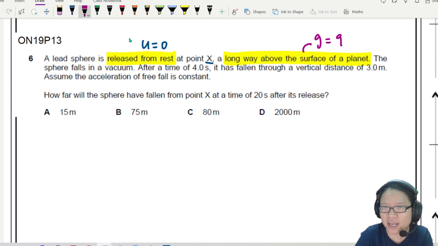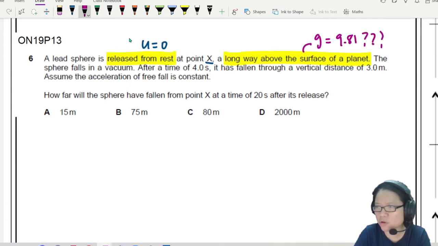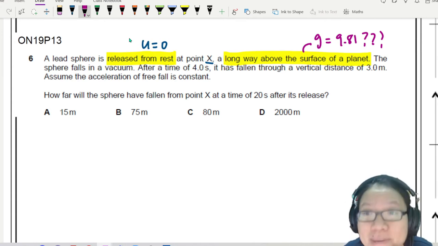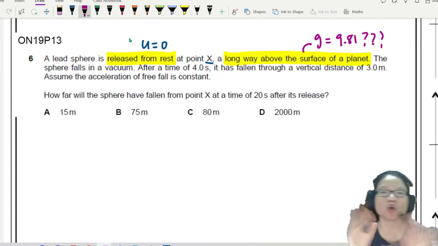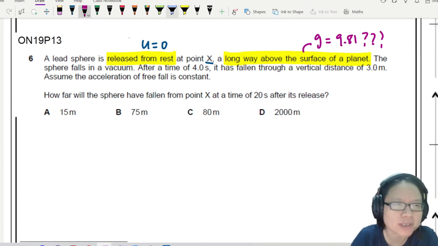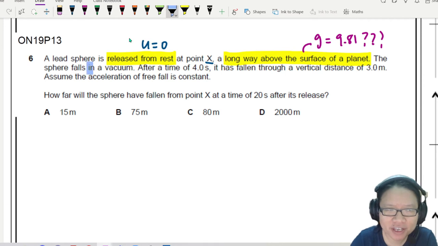Is it 9.81? Is it something else? Don't know. So we need to verify this. Is this planet Earth? Maybe it is. Maybe it's not. You don't know. But we know the sphere is falling in vacuum, so probably it's not, all right? But anyway, falling in vacuum.